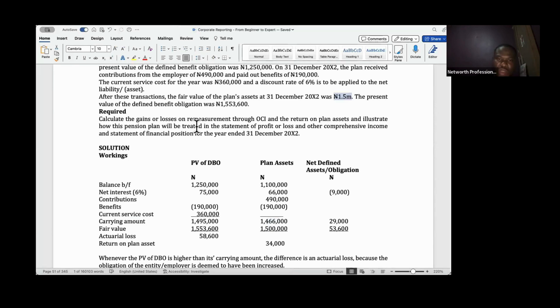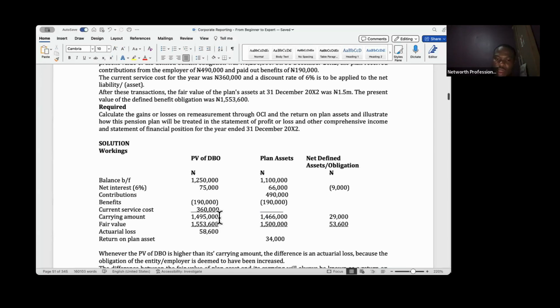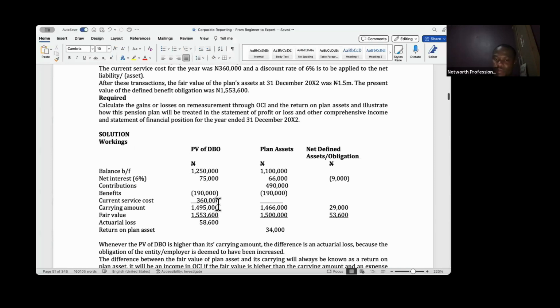So for the obligation, the actuary said it should be 1,553,000. However, from all the items we have accumulated together in our books, we got 1,495,000. So invariably, the actuary is telling us that what our obligation actually is 1.5 million, which is higher than our book value. That is not good for us.